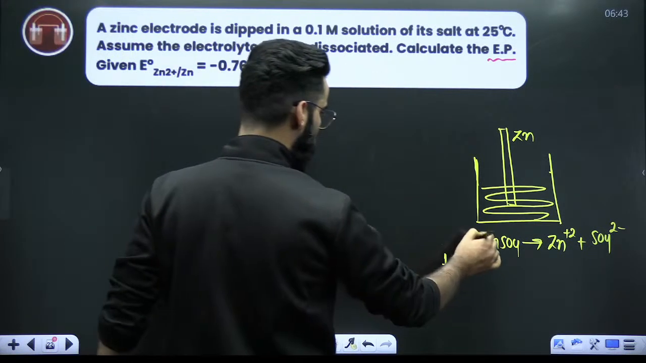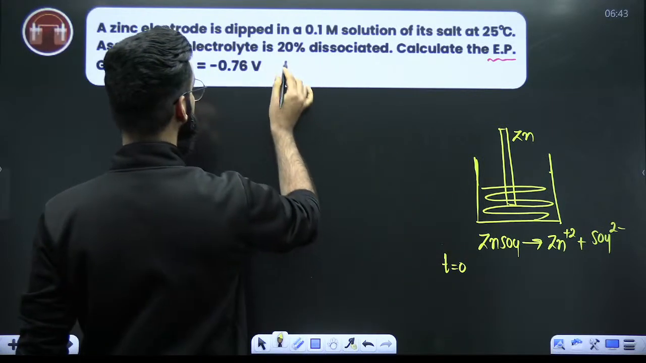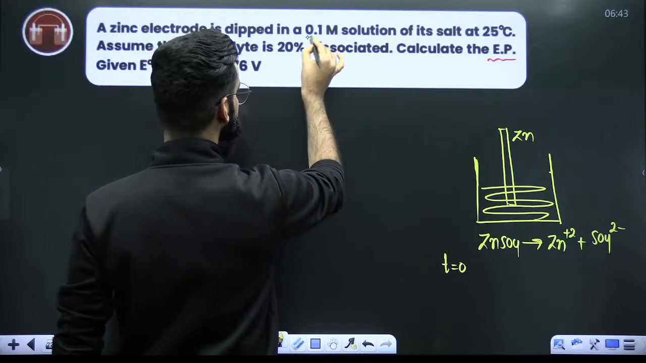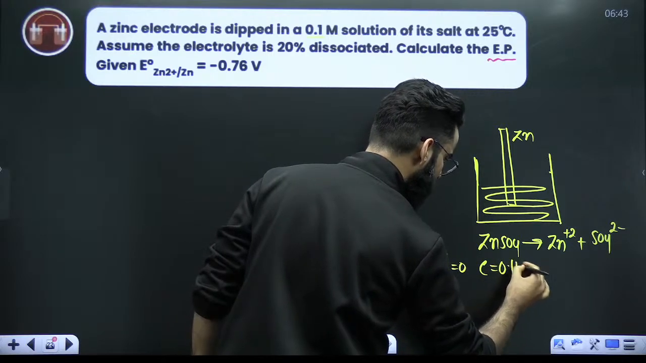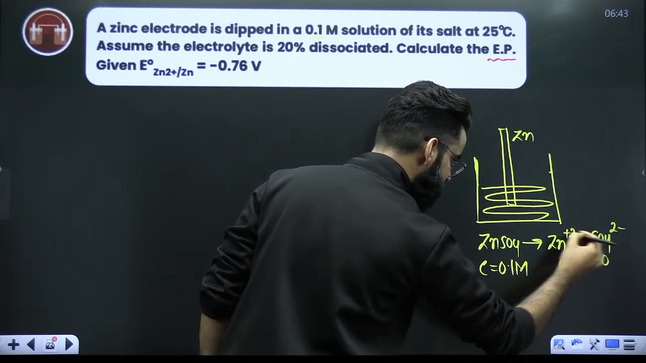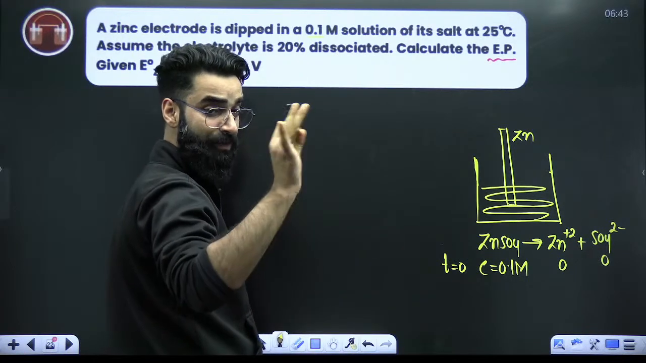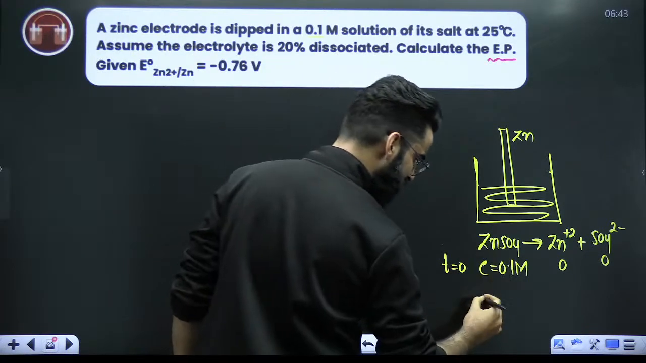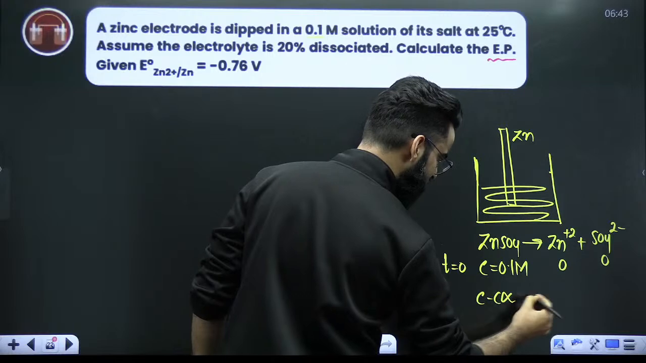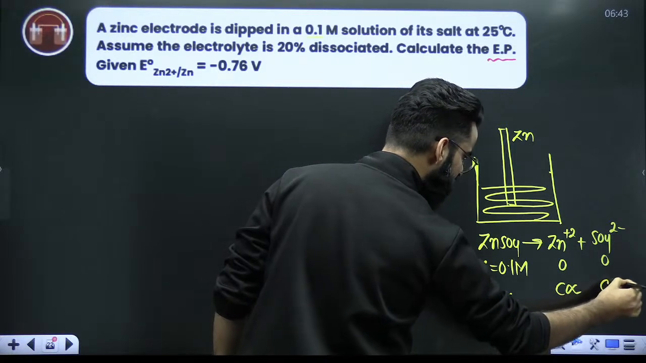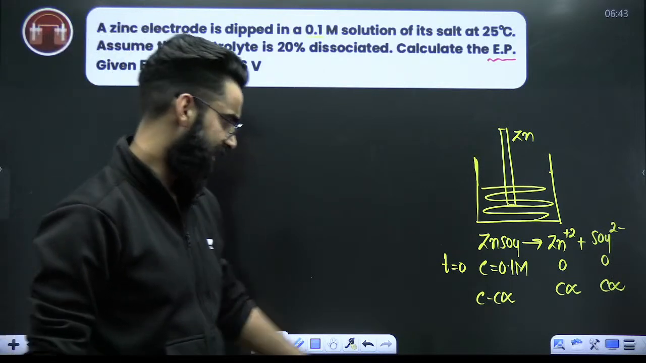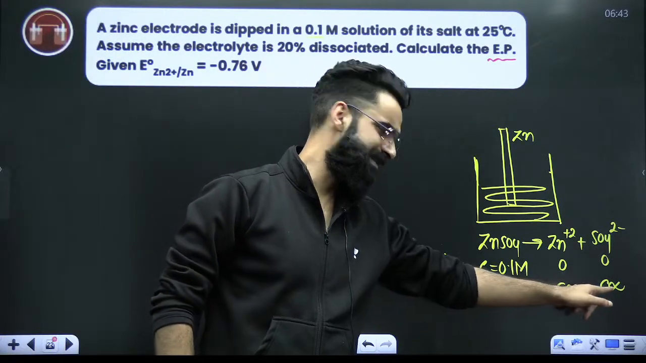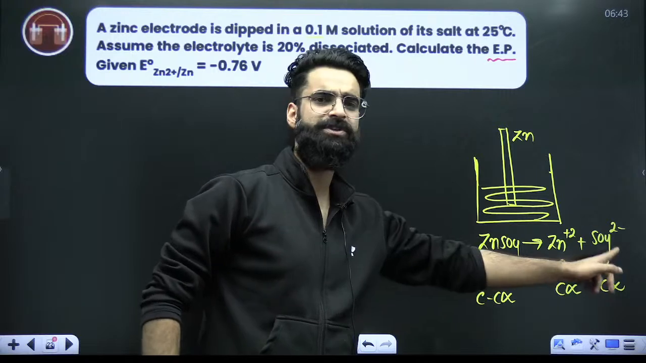At time t equal to 0, what is the concentration of zinc sulfate that's given to me? The concentration of zinc sulfate is 0.1 molar. So C value is 0.1 molar, right? So this will be 0, this will be 0. Now, if you remember, we have discussed in equilibrium, after some time, this will be C minus C alpha, and this is going to be C alpha, and this is going to be C alpha, right? Do you remember? If this is C minus C alpha, this has to be C alpha, this has to be C alpha. Stoichiometry is 1:1:1.